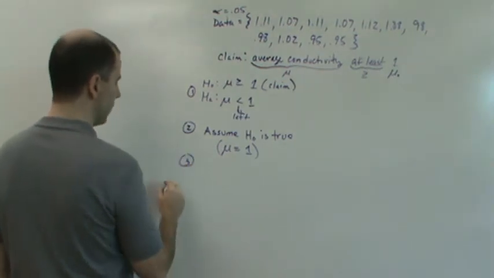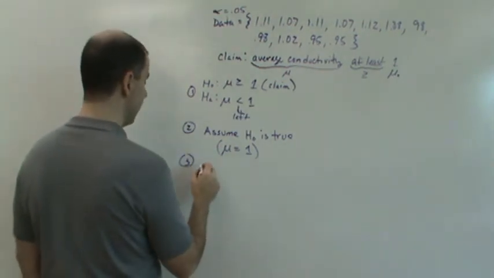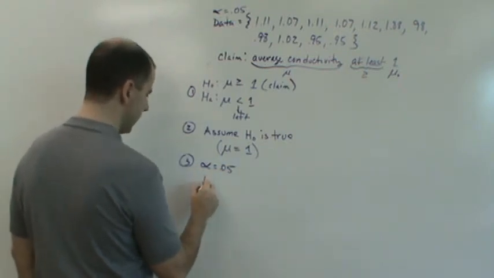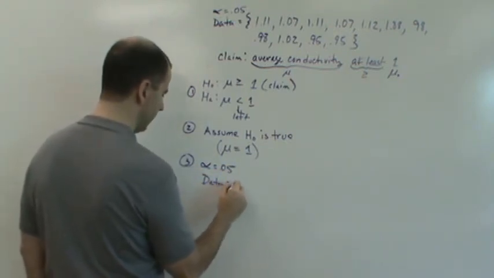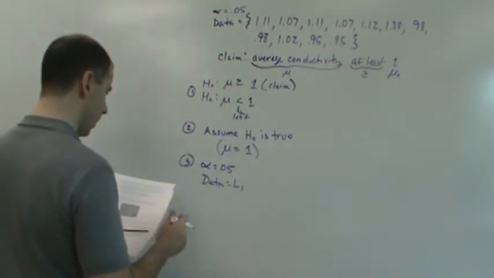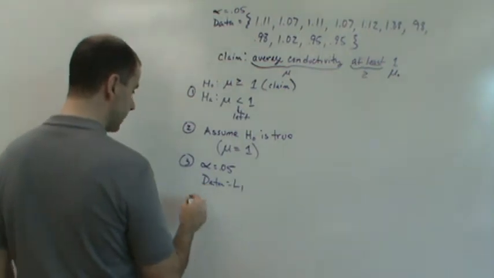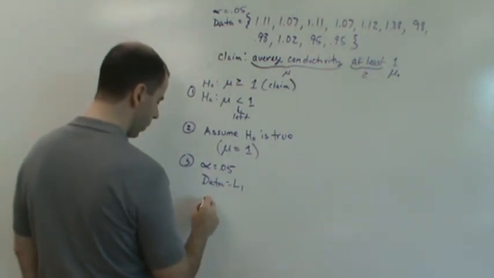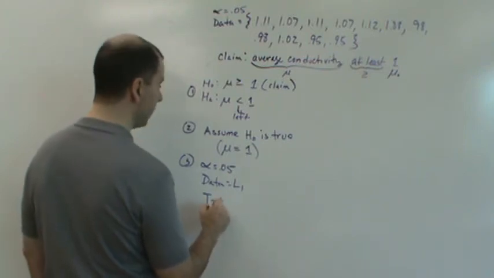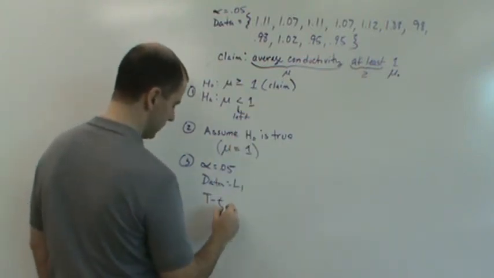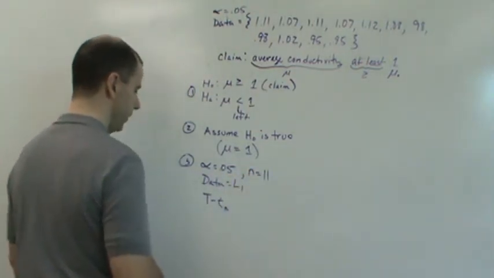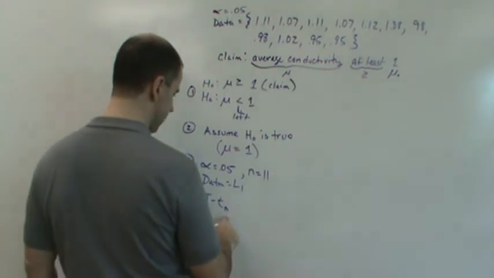So step 3, we're going to write down the information. This time they give us data again. So alpha is 0.05 in this case. Data, I'm going to put again into L1. And then what else do they tell us? Well, they don't tell us anything else. But since we don't know sigma, we're going to use the t distribution. So it's going to be t with how many degrees of freedom? 10, because n is 11. So the degrees of freedom is going to be 10.